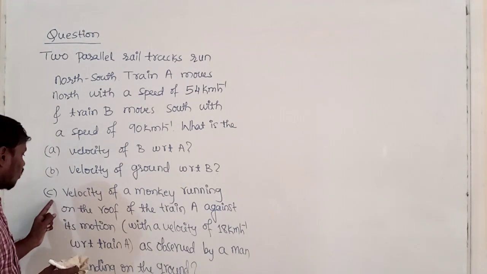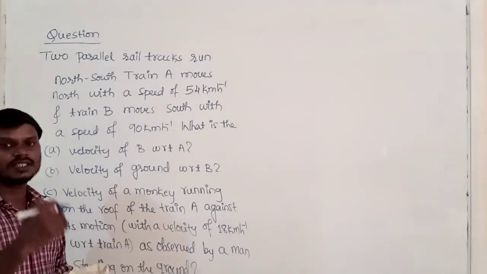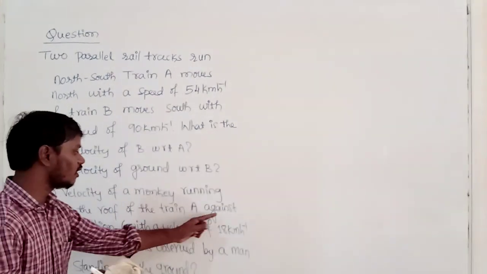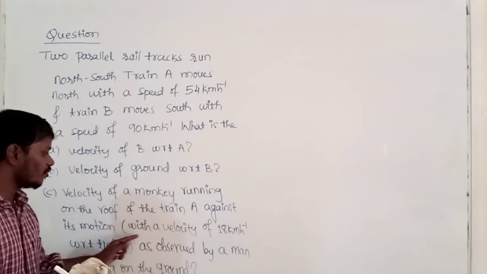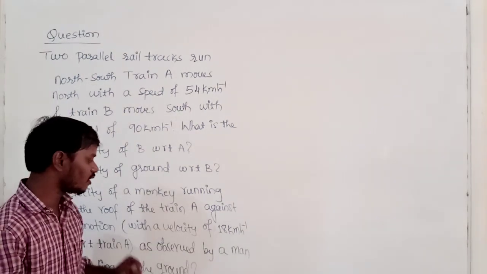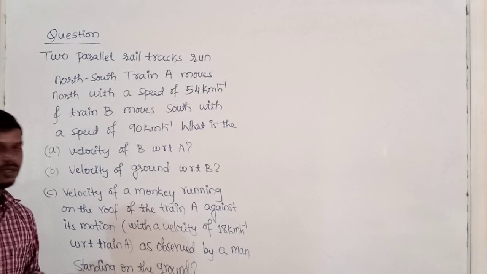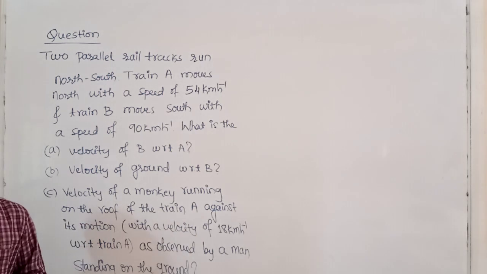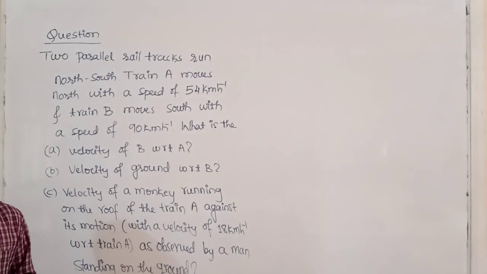Okay. Then third one: velocity of a monkey running on the roof of the train A. The monkey runs on train A against its motion, that is, against the motion of train A, with a velocity of 18 km per hour with respect to train A, as observed by a man standing on the ground. We have to find the velocity of the monkey with respect to the man standing on the ground.